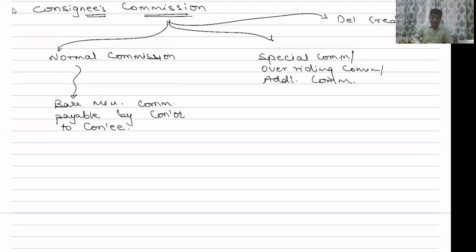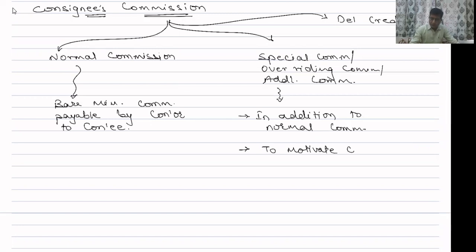And for that purpose, to incentivize, to motivate the consignee to sell the goods at a price better than the invoice price, the consignor offers the additional commission or overriding commission or special commission. This is in addition to normal commission. All right. To motivate consignee to sell the goods at higher price.